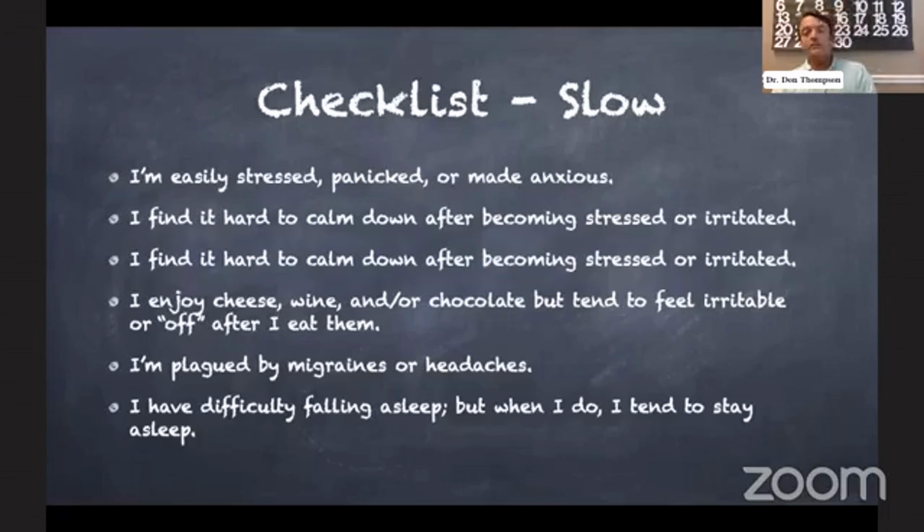So let's run a little checklist. Here are the things that we want to be aware of. I'm easily stressed, panicked, or made anxious. Okay, that's not me, but I find it hard to calm down after becoming stressed or irritated. Sometimes that's me. I enjoy cheese, wine, and or chocolate, but tend to feel irritable or off after I eat them. That is absolutely not me. But that's a big one.